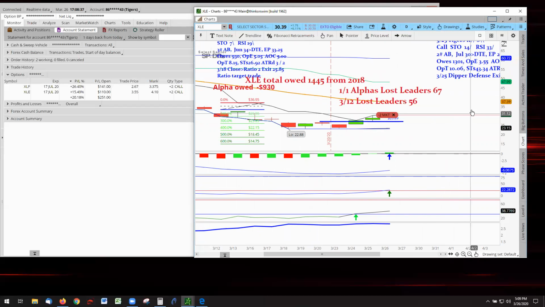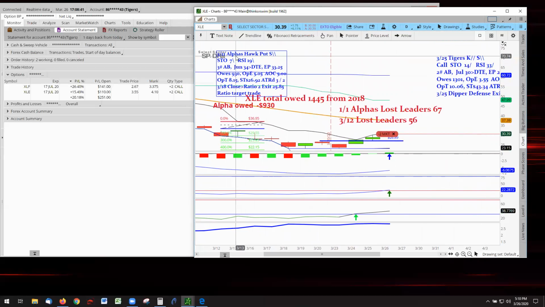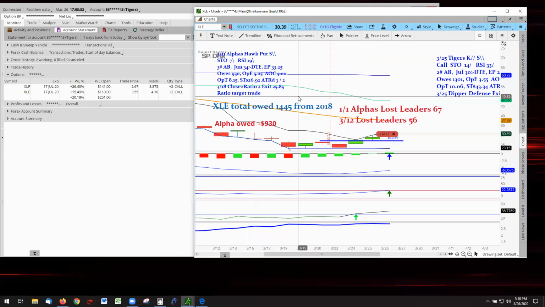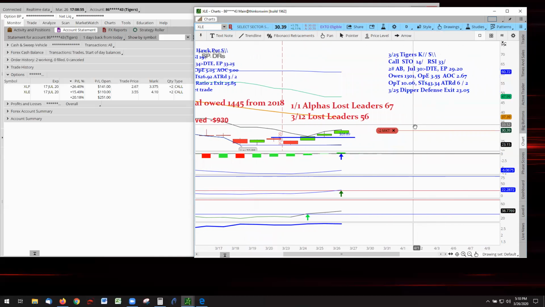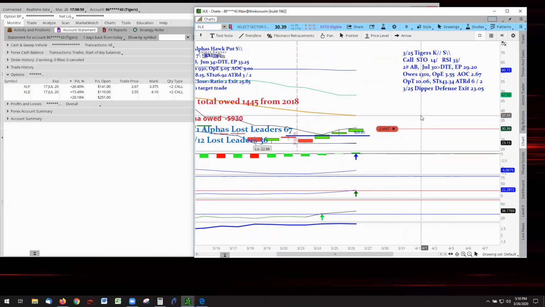If I'm not mistaken, I'm a little bit mistaken here. Would I count Tigers? There it is. Oh, that was the Alphas. This was an Alpha trade. In fact, we're going to take those notes off because they don't apply anymore. This is how you start cleaning up your charts. Now, unfortunately, XLE is in both accounts, so that's what that's about. This is the Alpha scoreboard, so it moves out of the way.